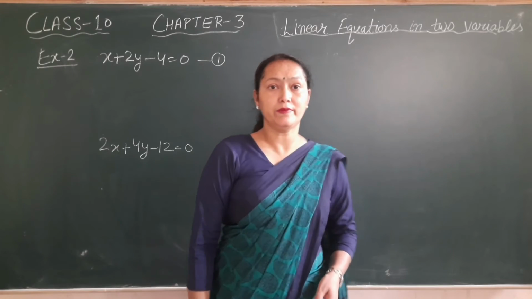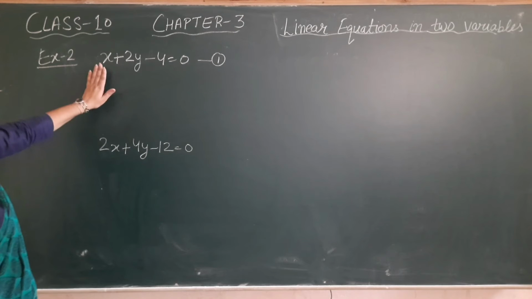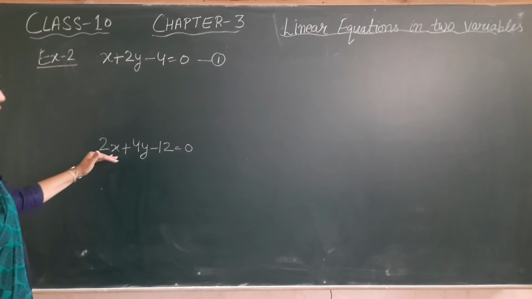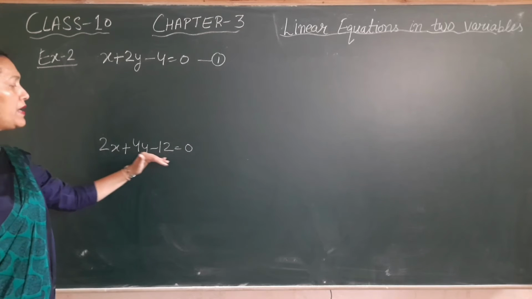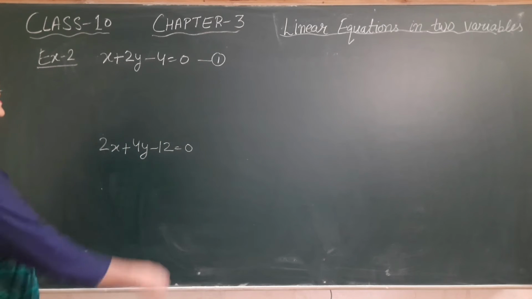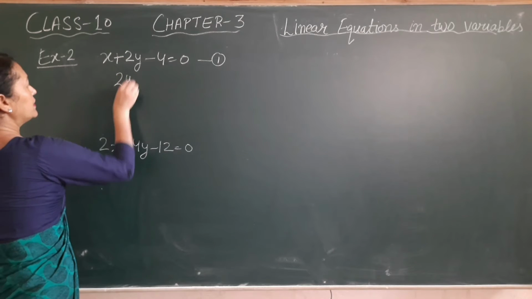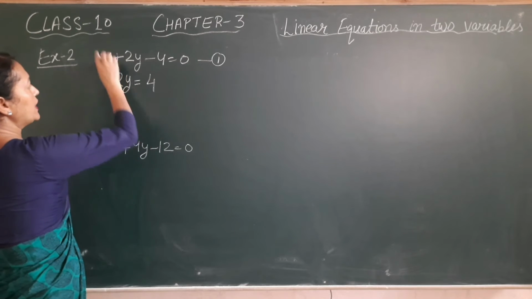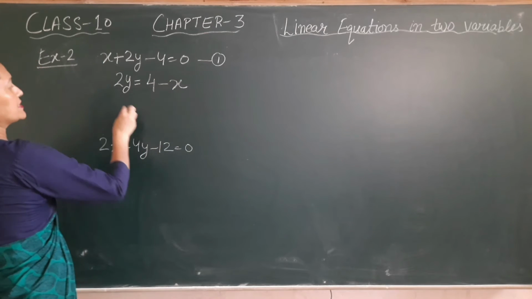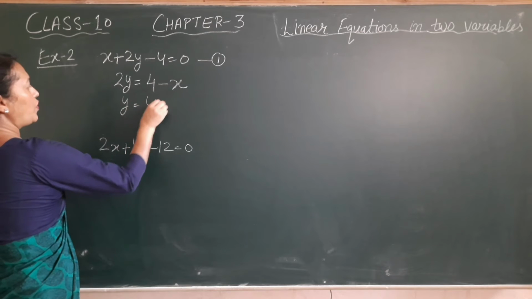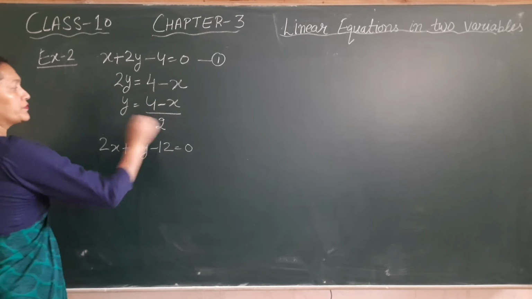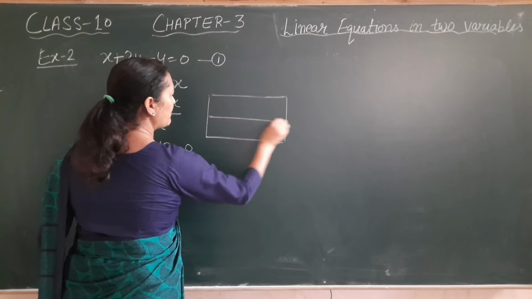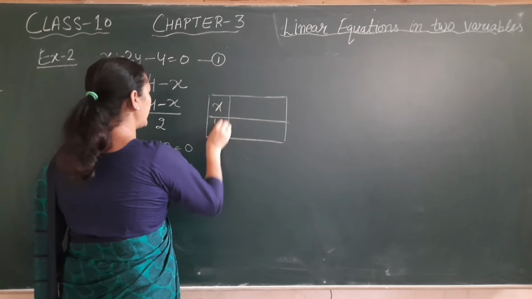One more example. Here I have taken the equations x plus 2y minus 4 equal to 0. That is the first equation. And second equation I have taken 2x plus 4y minus 12 equals to 0. So one by one, we simplify the equations. Minus 4 shifted to that side 4, x shifted to that side minus x. y equals to 4 minus x upon 2. Now taking different values of x, we'll find out what are the values of y.